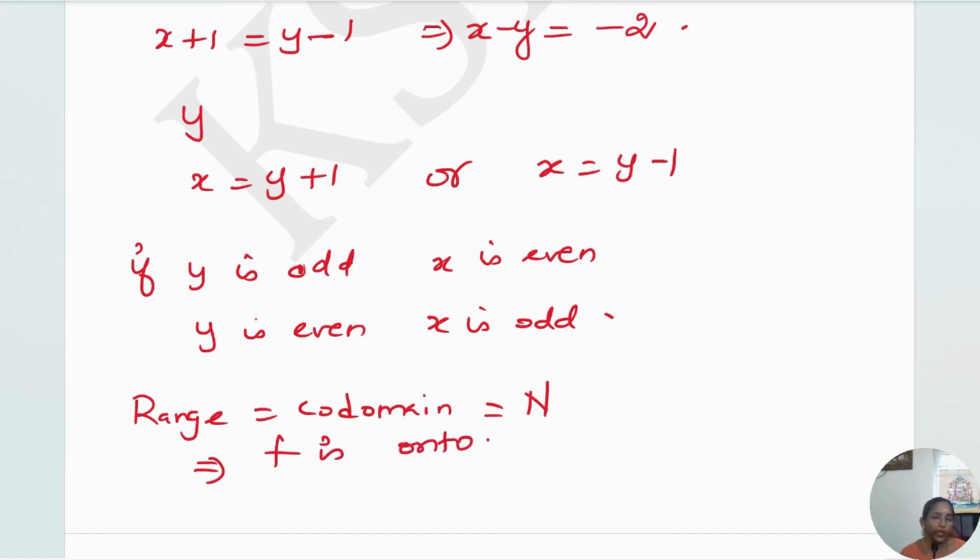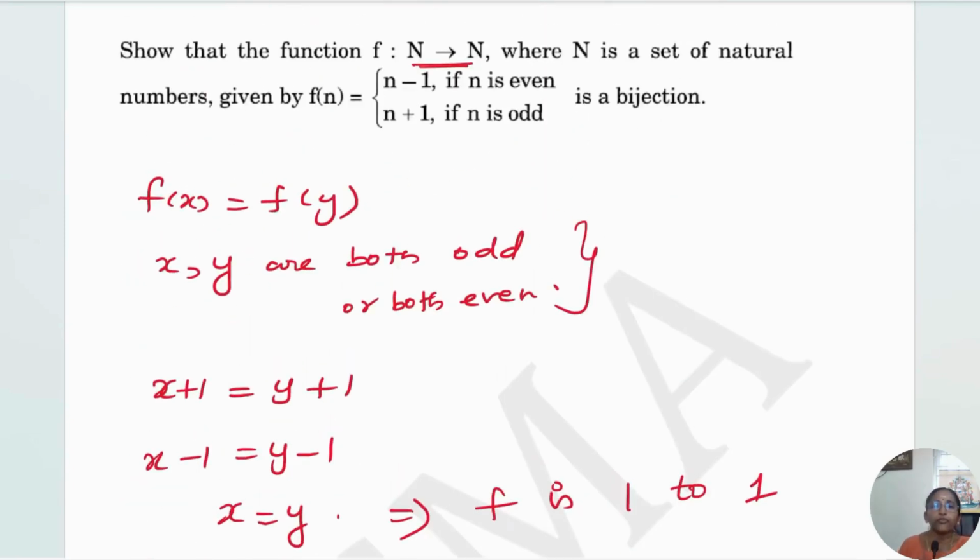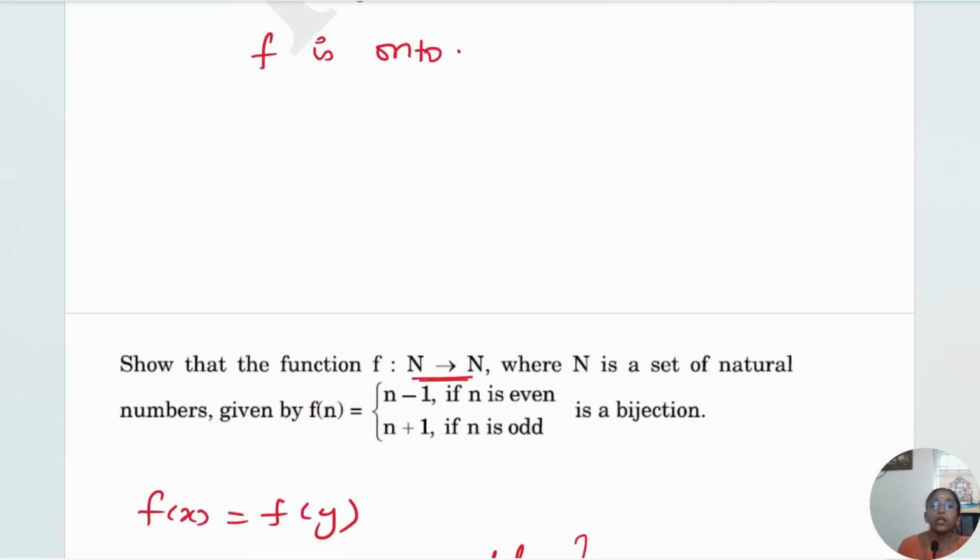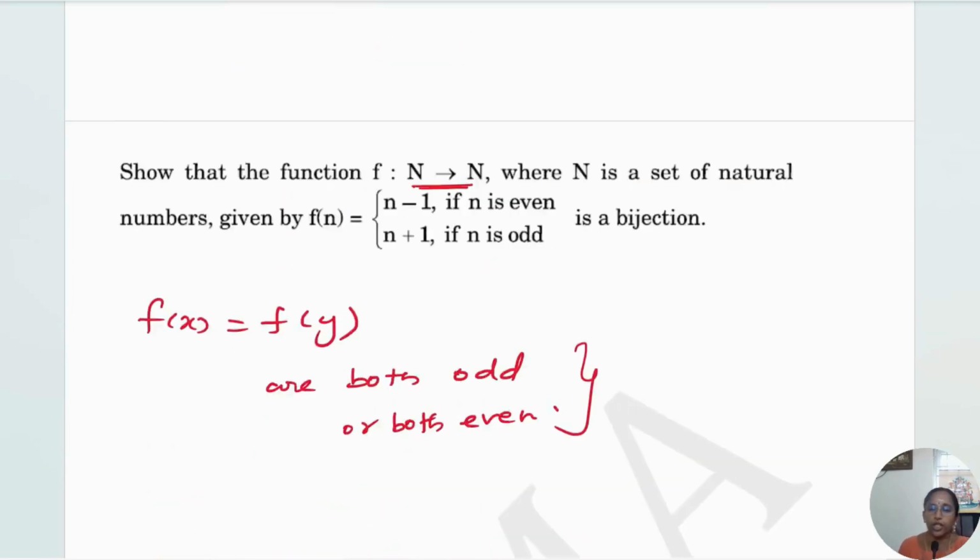So both are satisfied, one to one as well as onto is satisfied. So our function is bijective. So you can declare your answer: the given f of n, this function, is a bijection function.